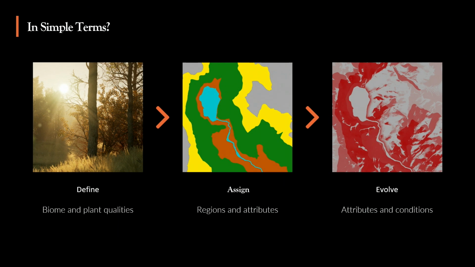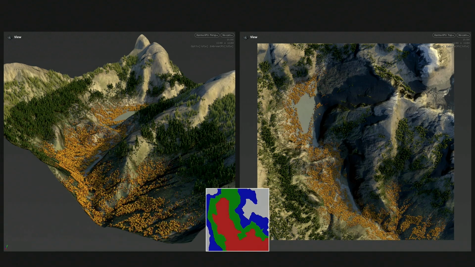Assign it. It gets complicated, but basically it's like assigning regions to the map. The different colors, for instance, can mean different biomes. The blue one in the center could be a water body, and different behaviors can be assigned. Then the system will also assign the qualities that you defined to the regions. The last step will run the simulation and evolve, and you get a much more granular and nice looking result.